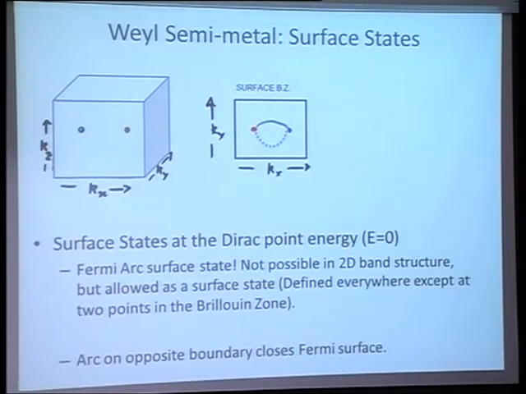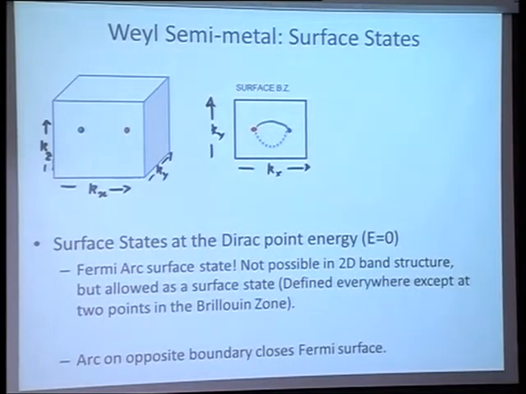So if you view this 3-dimensional system as a slab, which is effectively 2-dimensional, then you get back what you expect, you get a closed Fermi surface. But as you make the thickness of the slab larger and larger, these states end up living at opposite sides of the sample. So very similar to topological insulators, the surfaces give you some dispersion that you can never get in a 2-dimensional system.